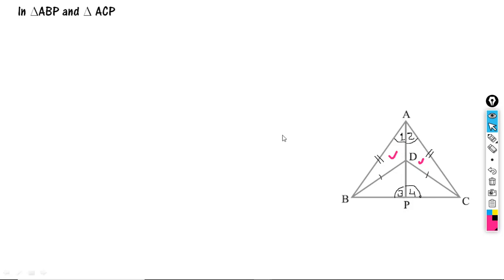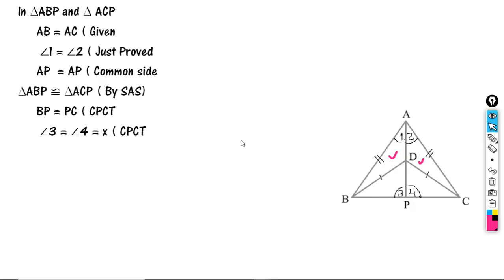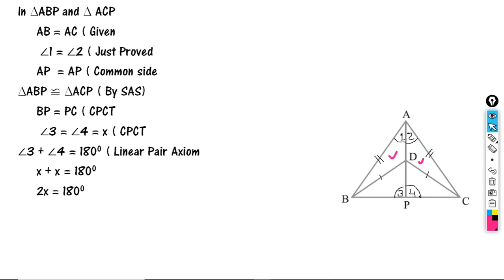So these triangles become congruent now. Here AB and AC are equal, angle 1 and angle 2 we have just proved equal, and AP is a common side. So the triangles are congruent by side angle side. Finally we see that BP is equal to PC because of CPCT, and angle 3 and angle 4 are equal. Let each be x, and their sum is 180 degrees by the linear pair axiom, so each angle comes to be 90 degrees, which proves the result.